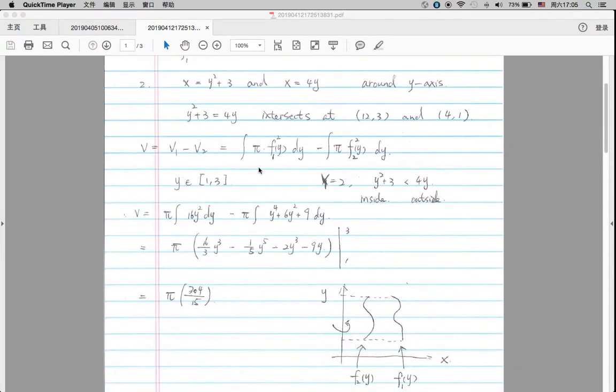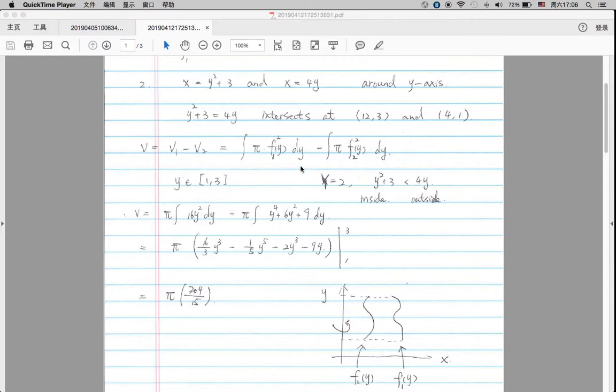First of all, given the two functions, since the volume is bounded by these two functions, we need to calculate where these two functions intersect. By setting them equal, we can find that these two lines intersect at (12, 3) and (4, 1). So basically, the interval we are trying to calculate is from 1 to 3, since those are the y coordinates of their intersection points.